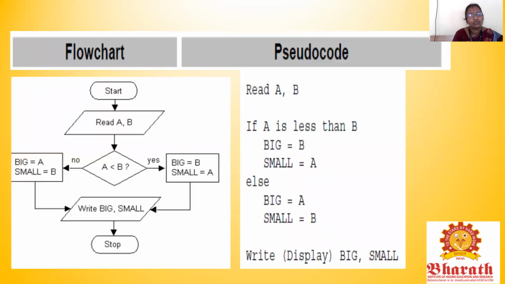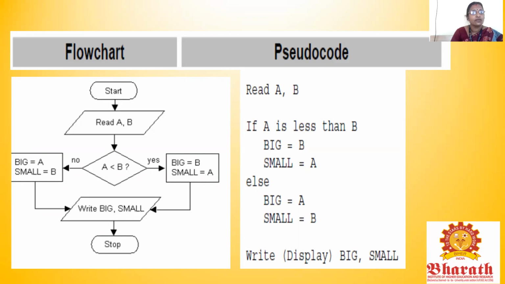The next program is meant for finding the greatest number among the two numbers a and b. So read the values of a and b, and what we are checking, obviously when we see the pseudocode, is if a is less than b, then bigger value will be equal to b, smaller is equal to a. Else, suppose the condition is the reverse. If a is greater than b, then bigger is a, smaller value will be b. Then display the bigger and smaller values on the screen.